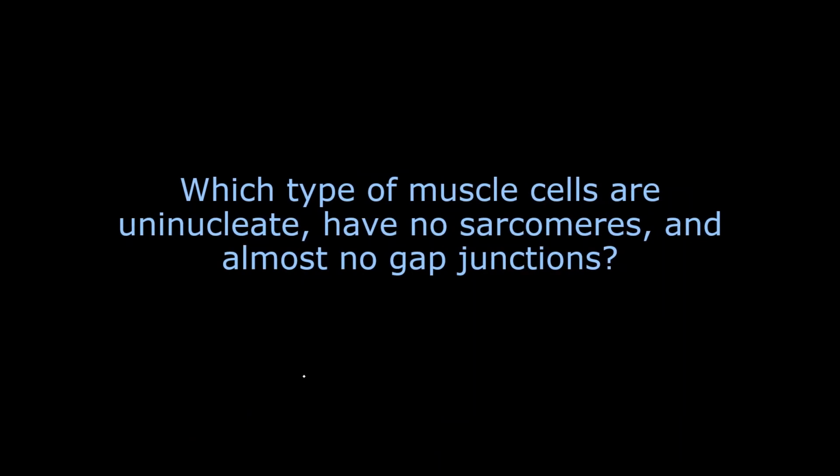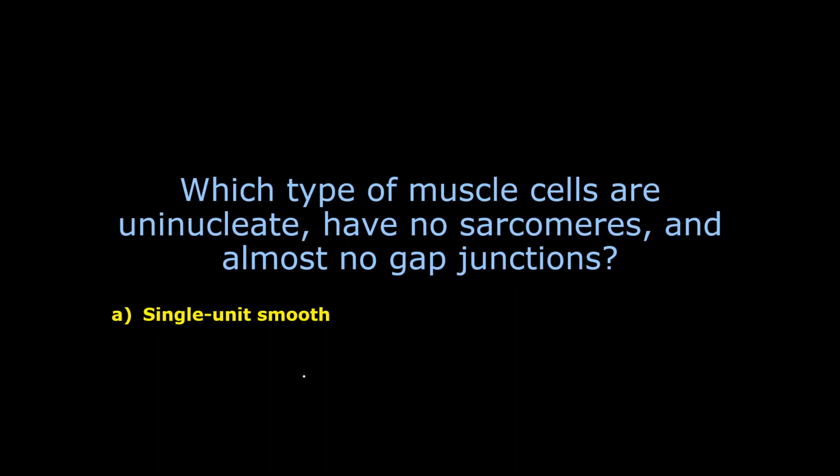What type of muscle cells are uninucleate, have no sarcomeres, and almost no gap junctions? Okay, this is a little trickier. Uninucleate immediately tells me it's smooth muscle. And no sarcomeres reinforces that it's smooth muscle. But the almost no gap junctions, it's kind of making me choose between single unit and multi-unit smooth muscle. So almost no gap junctions would be the multi-unit, right?